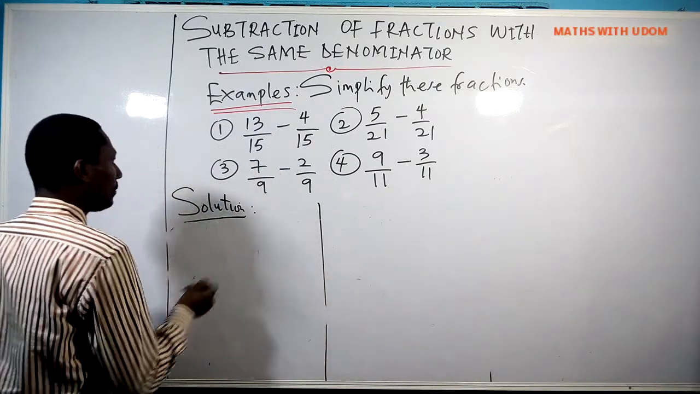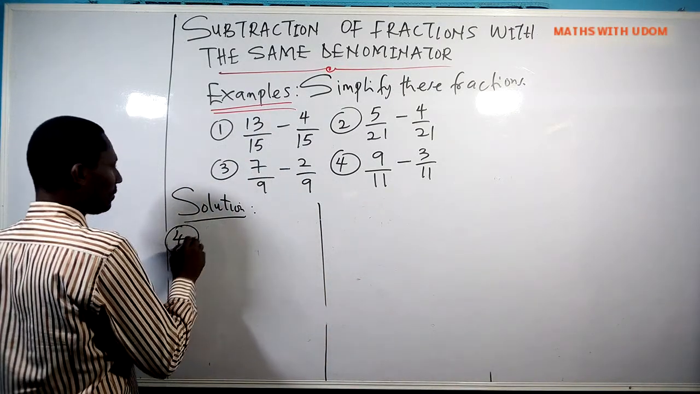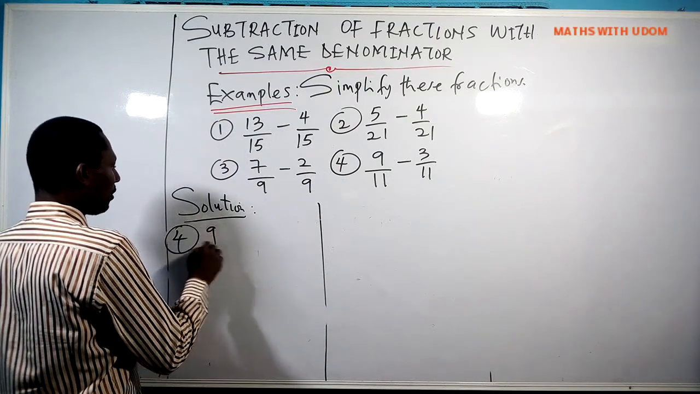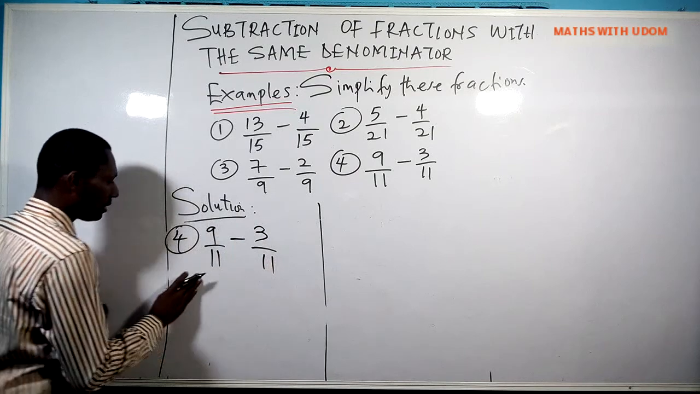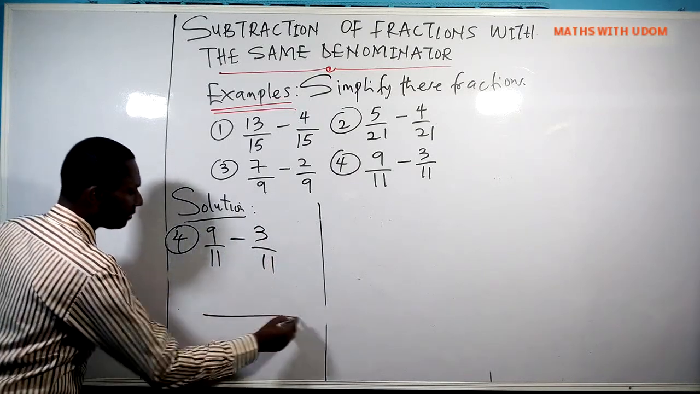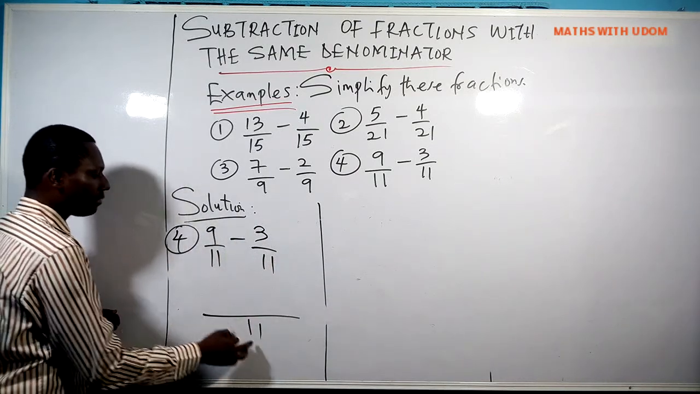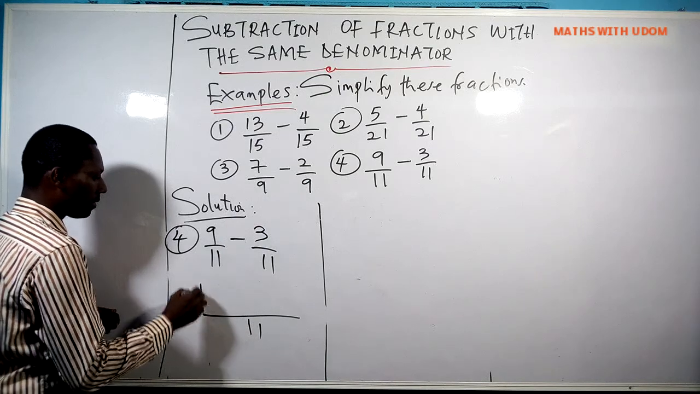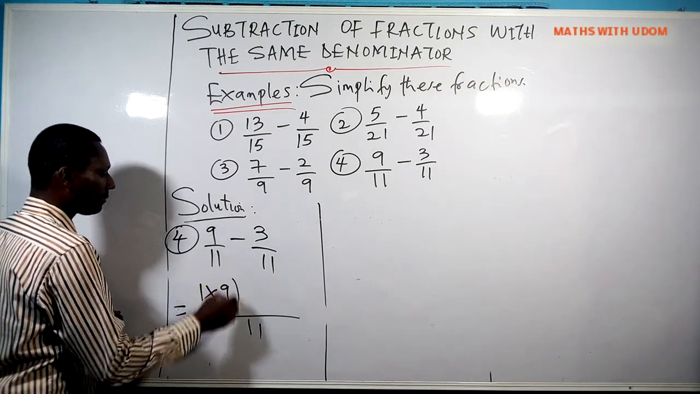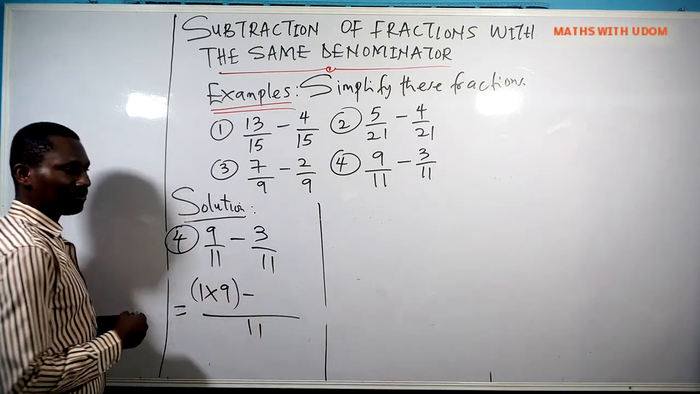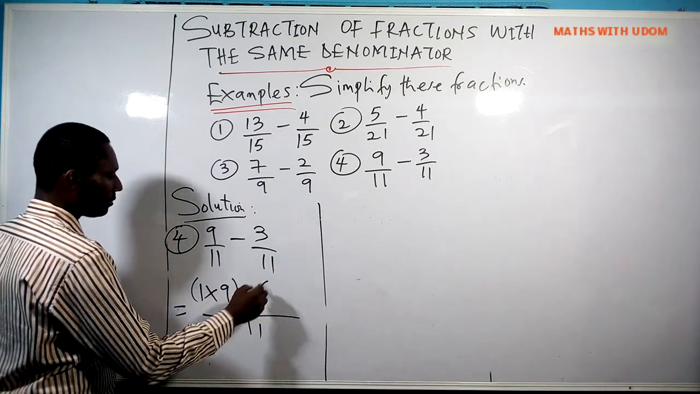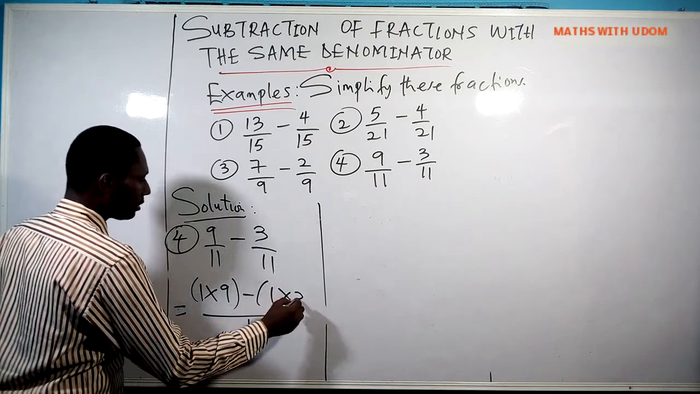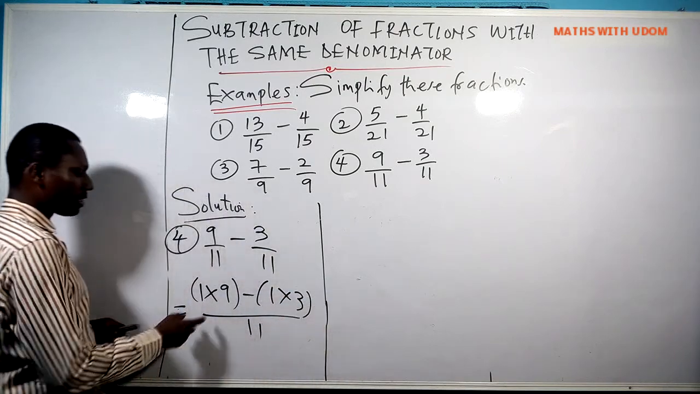So number 4, what do we have? 9 over 11 minus 3 over 11. What is the LCM of 11 and 11? It's 11. How many 11 is 11? 1. 1 times numerator 9 minus how many 11 is in 11? 1. 1 times numerator what? 3. So let's multiply the numerator.